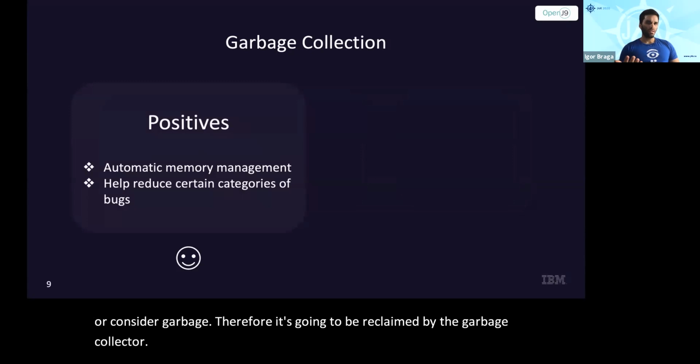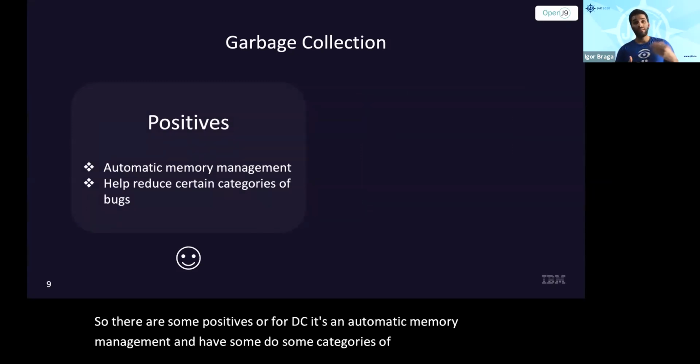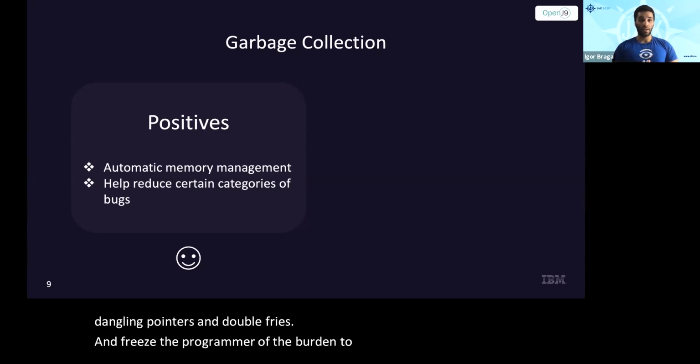So there are some positives for GC. It's automatic memory management, and it helps reduce some categories of bugs, for instance, dangling pointers and double frees. And it frees the programmer of the burden to manually allocate and deallocate memory.